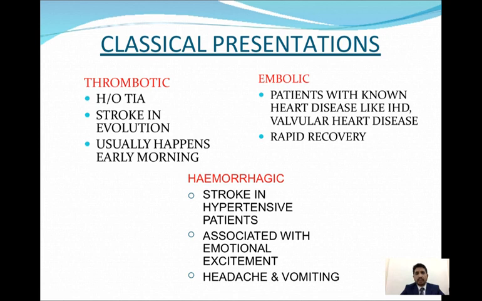Embolic stroke happens in patients with known heart disease, because emboli arise either from the arteries or from the heart. So the patient is usually a known case of ischemic heart disease, and depending upon the size, the recovery is usually rapid. Hemorrhagic stroke usually happens in a patient who has a positive history of hypertension, and they usually present with headache and vomiting. Differential diagnosis.